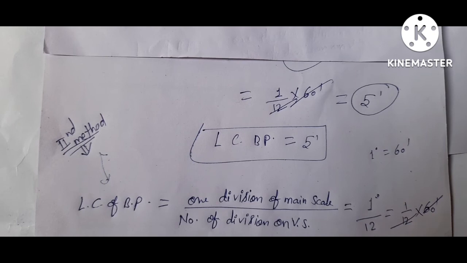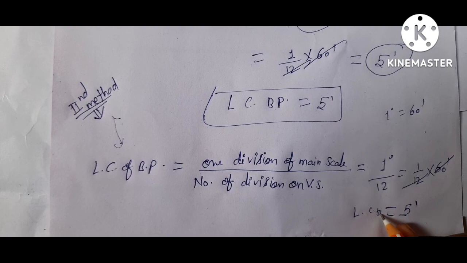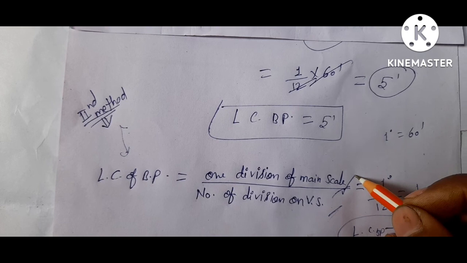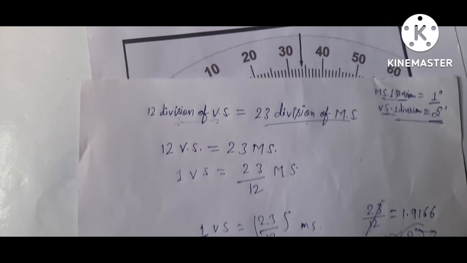So the least count of BP equals 5 minutes. This is simple: if you remember this formula, or in detail you calculate like this. So today my topic was: what is the least count of a vernier bevel protractor, or BP.